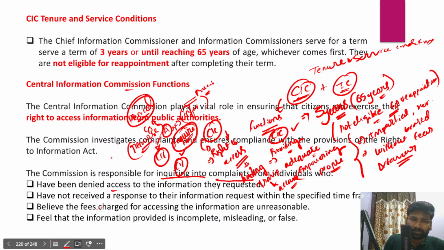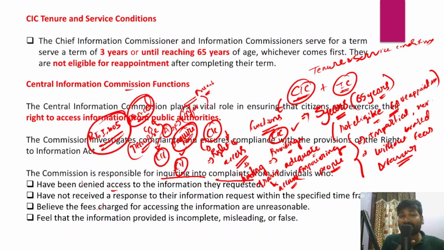And in fact, in the Right to Information Act 2005, there is a separate provision. What is that provision? That provision is that in case any public authority has not provided information within a specific timeline, then a penalty would be imposed on that public authority, right?